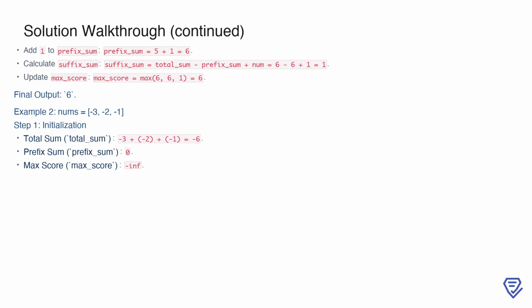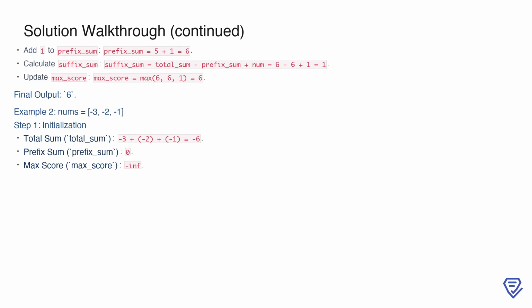Now, let's look at example 2 with the array nums equals -3, -2, -1. Again, we start with the initialization. The total_sum is the sum of all elements in the array, which is -3 plus -2 plus -1 equals -6. The prefix_sum is set to 0, and max_score is initialized to -infinity.